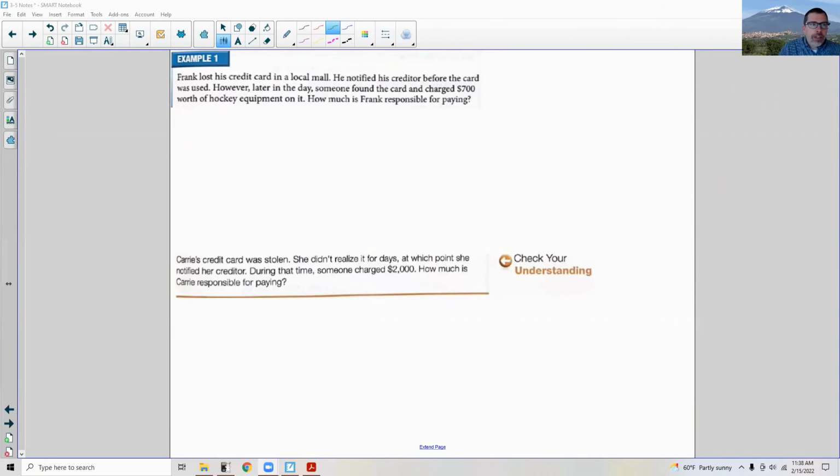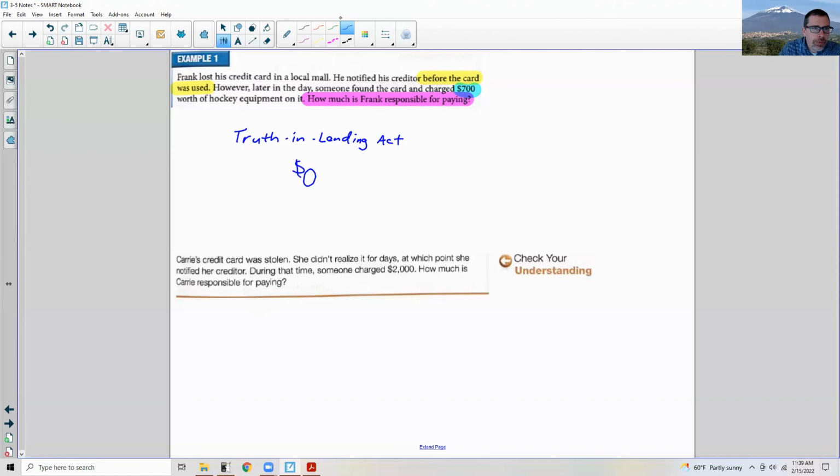Okay, example 1. Frank lost his credit card in a local mall. He notified his creditors before the card was used. However, later in the day, someone found the card and they charged $700 worth of hockey equipment on it. How much is Frank responsible for paying? Okay, that's a really simple answer, because if you were paying attention to the vocabulary, the Truth-In-Lending Act protects card owners from being charged for lost or stolen items or credit cards when items are charged to it. So if he reported it before the card was used, he owes $0.